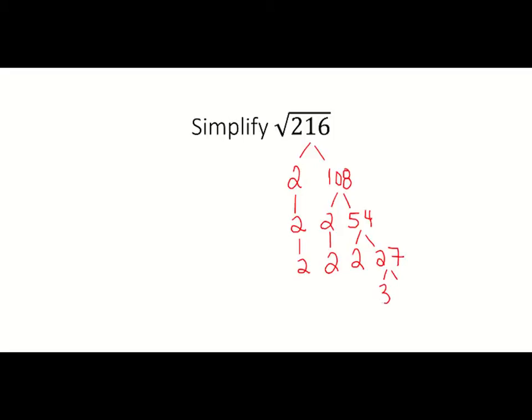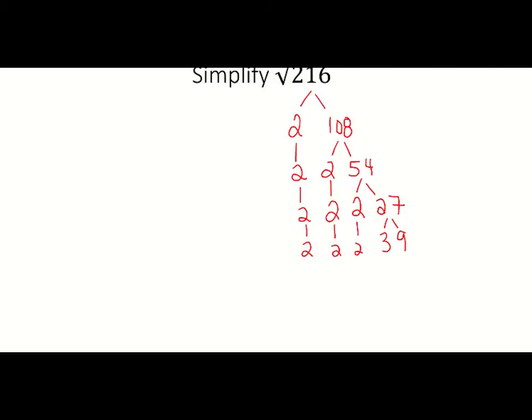27 would be 3 and 9. Going to bring these 2s down so they're all on the same level. And 9 would break down to 3 times 3. Again, I'm going to bring down the other numbers just so they are all on the same level. Now, this is a square root, so I want to simplify by circling all my pairs of the same number. I have a pair of 2s and a pair of 3s with one 2 and one 3 left over.